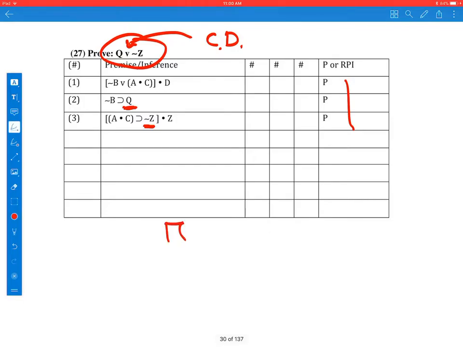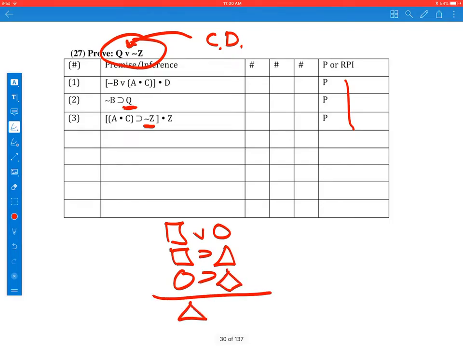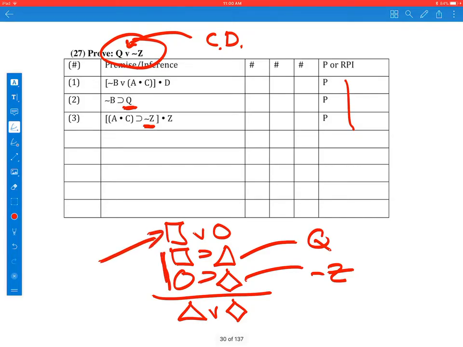A constructive dilemma goes like this. Suppose you have box or circle. Box gets you a triangle, but if you have the circle, on the other hand, you get a diamond. So you're either going to get the triangle, or you're going to get the diamond. Okay, and in our case, we have a Q in the right place, and we have a not Z in the right place. So if we can find a disjunction with the square and the circle, as it were, as the disjuncts, then we're good to go to use constructive dilemma and get the Q or not Z.